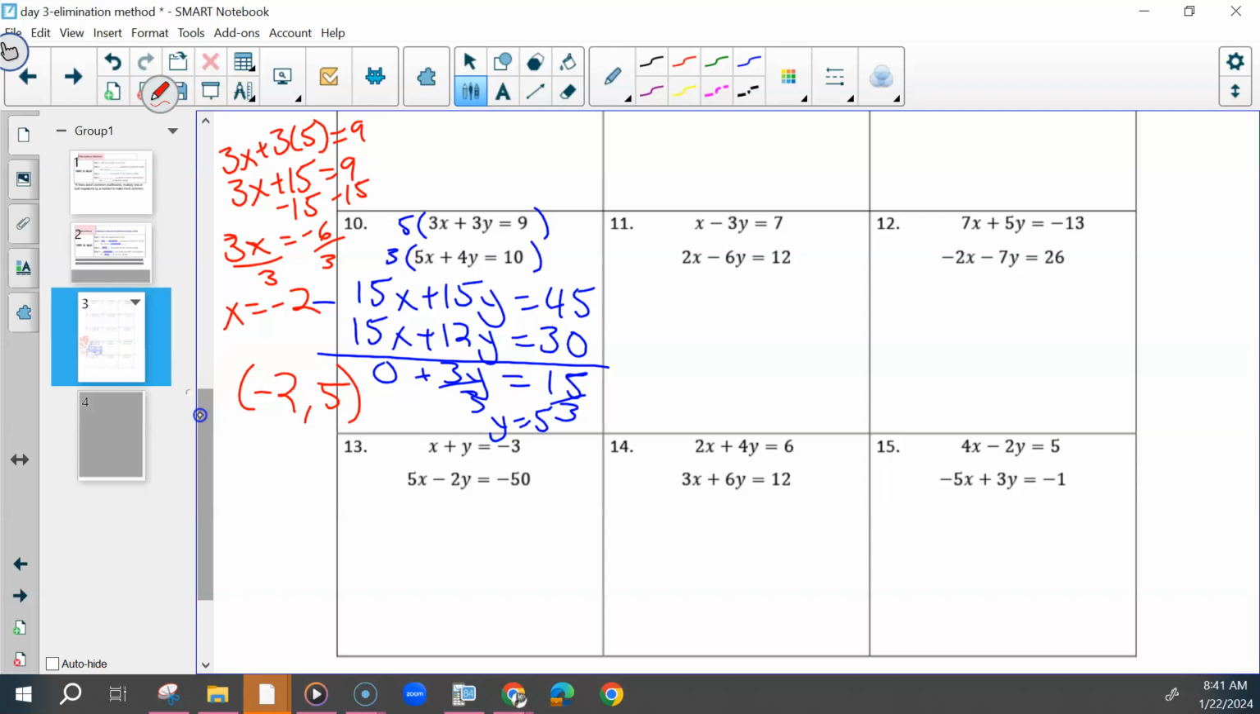Is that easier or harder to see from there? Do you have any questions about that process? I'm going to show you how one of the special cases work.